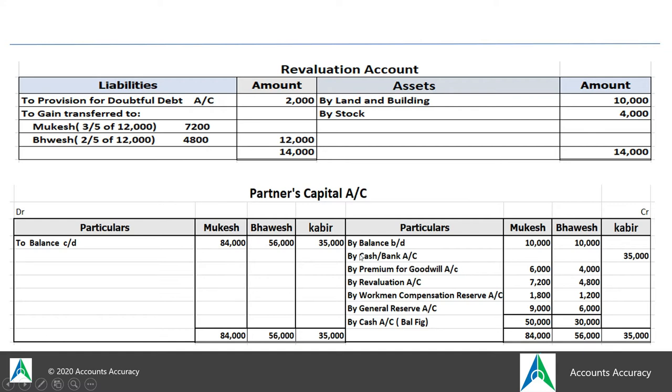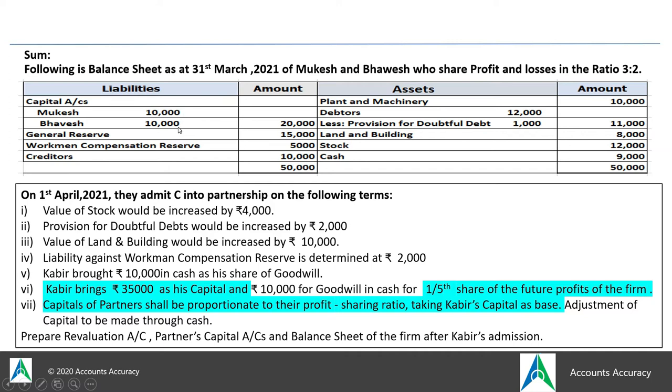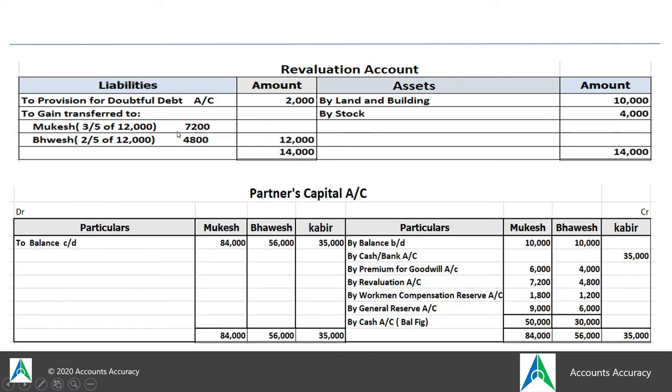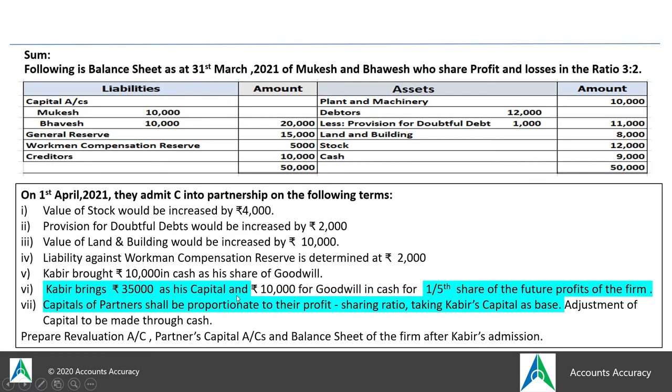Next to that, this by balance brought down is the value which is given in the old balance sheet in the question. So these two balances of capital need to be jotted down in partners capital account as opening balance, by balance brought down 10,000, 10,000 each. Then we have by cash. This is the amount which Kabir, the new partner, brought as capital. Kabir also brought 10,000 for his goodwill which needs to be divided among old partners in the sacrificing ratio.